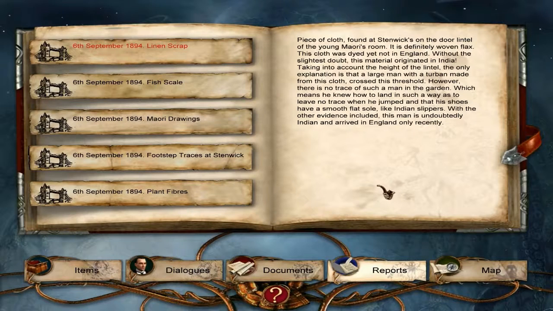Piece of cloth found at Stennick's on the door lintel of the young Maury's room. Maury is definitely woven flax. This cloth was dyed, yet not in England. Without the slightest doubt, the material originated in India.